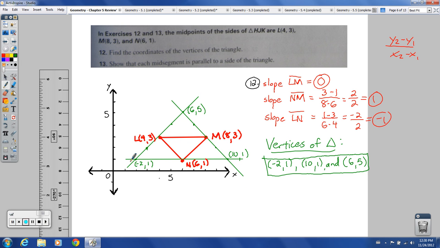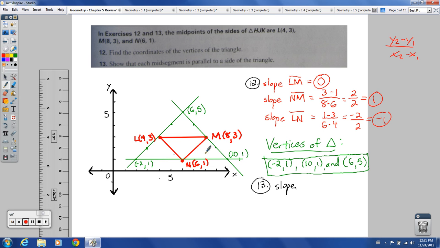Notice, if we didn't draw a careful graph, that would have been extremely difficult to figure out, but drawing a careful graph allows us to find those points exactly where they are. And then for number 13, it says show that each midsegment is parallel to the sides of the triangle. To do that, you would just show that each midsegment here, these are the midsegments, connecting the midpoints of the triangle, that all these slopes, which we've already calculated, are the same as the slopes of these sides here. We drew them so that they were, but we could verify it with the numbers as well, and so let's just do that.